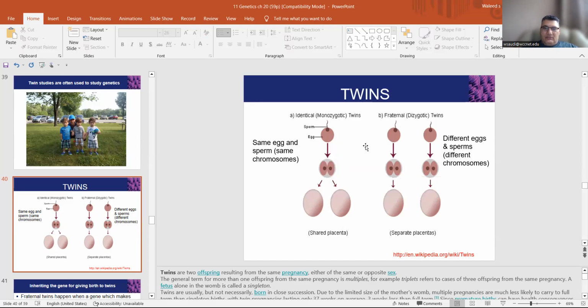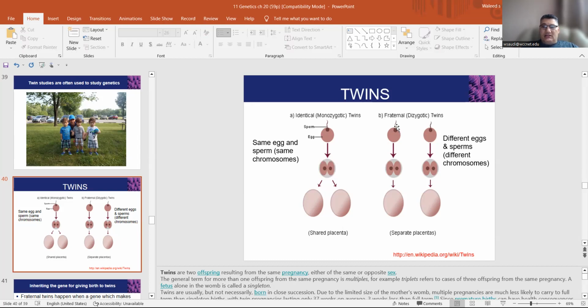Sometimes that doesn't happen. Sometimes one sperm fertilizes two eggs, or fertilizes one egg that divides fast. This is called identical twins. But we also hear about the fraternal dizygotic twins. These are twins that do not look like each other. This is identical, monozygotic, and this is fraternal, which is dizygotic.